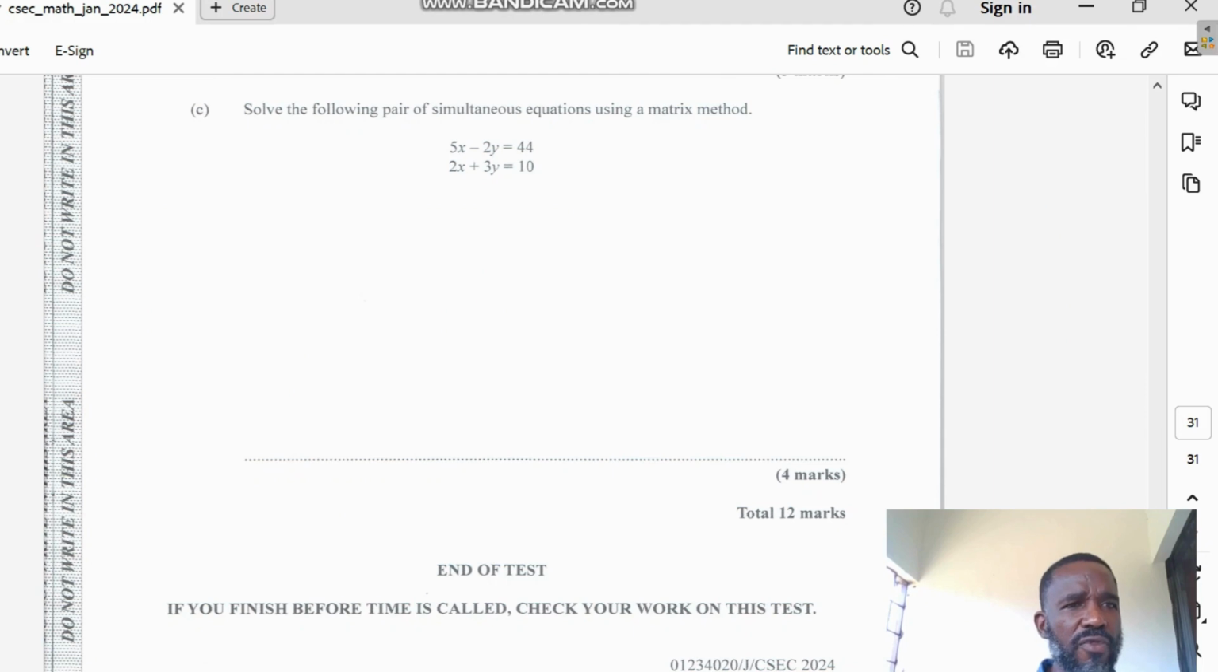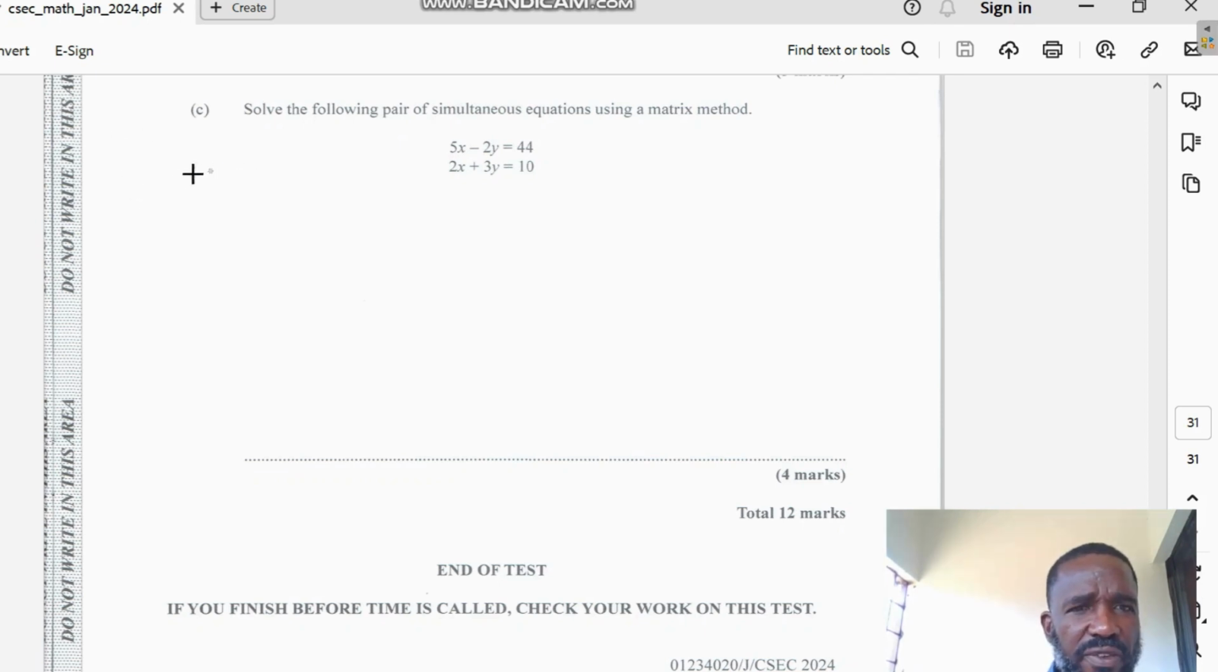Part C of question 10 states that we are to solve the pair of simultaneous equations using a matrix method. So the last question on this January 2024 paper was a matrix question, solving a simultaneous equation using the matrix method.